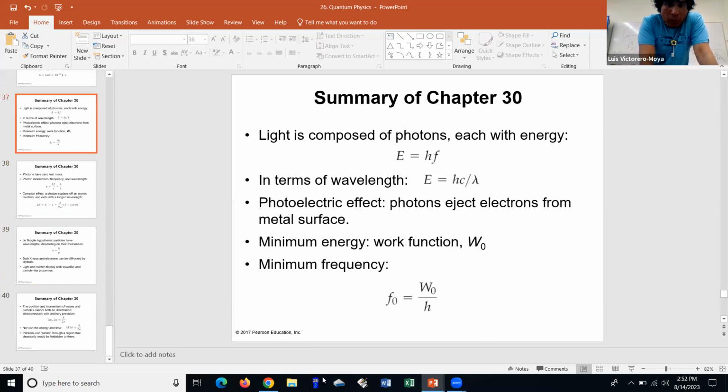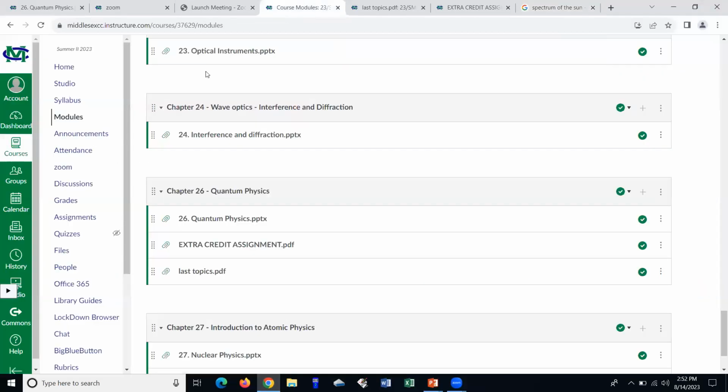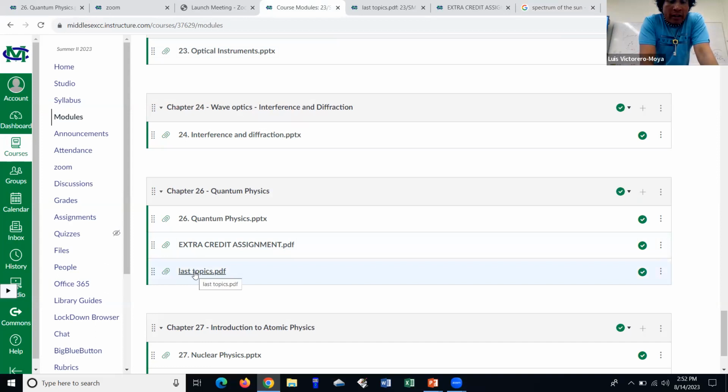If you want to practice problems again, guys, you can go into modules. Chapter 26 has 2. This one will have relativity. So for relativity, I will go over that tomorrow. That's it, guys. Almost the end of the course. So any questions?